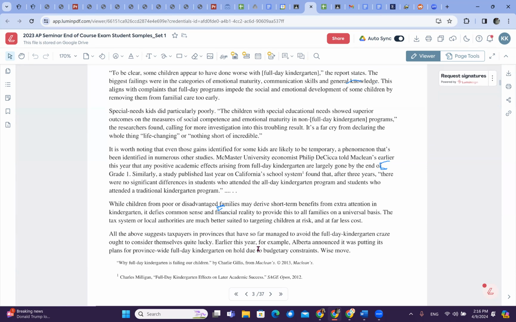All right, and then this also supports his argument. Alberta announced it was putting its plans for province-wide full day care on hold due to budgetary constraints.